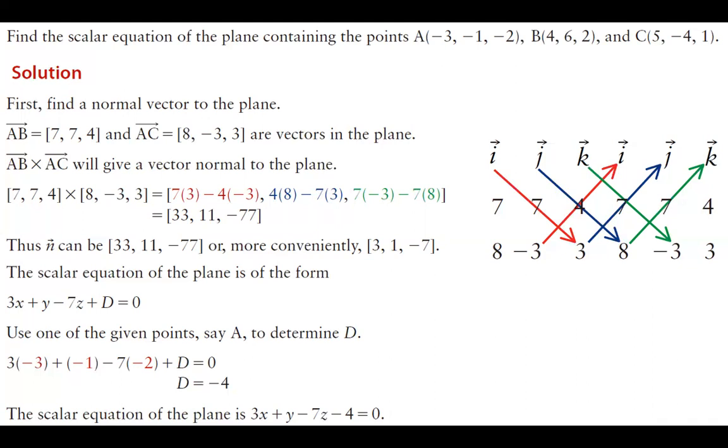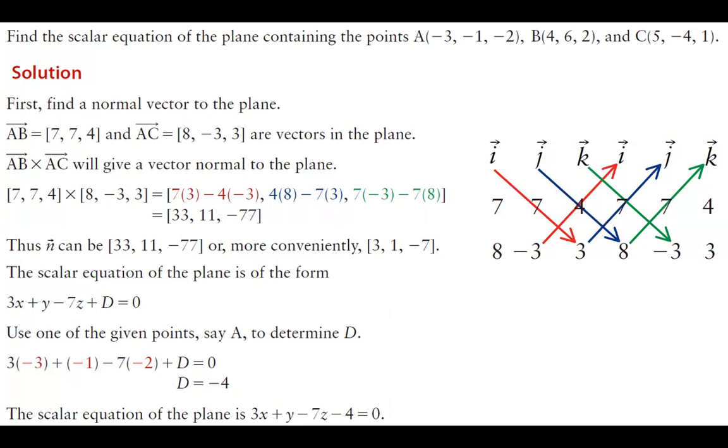So these two vectors have the same direction, and the only difference is the magnitude. So we can also use a simpler one, (3, 1, -7), as the normal vector to that plane. If you know the normal vector of that plane, you know the scalar equation of that plane can be expressed as 3x plus y minus 7z plus d equals 0.